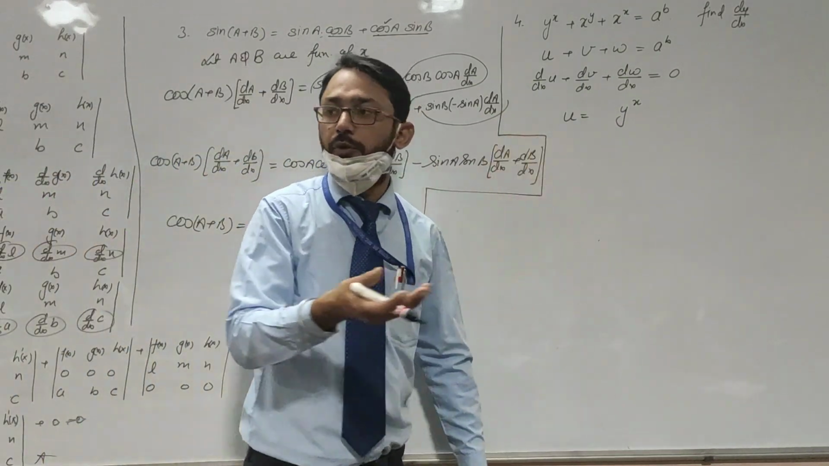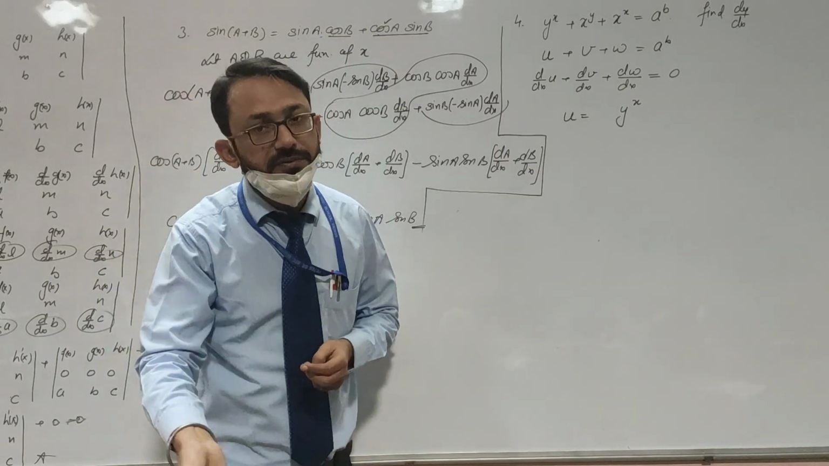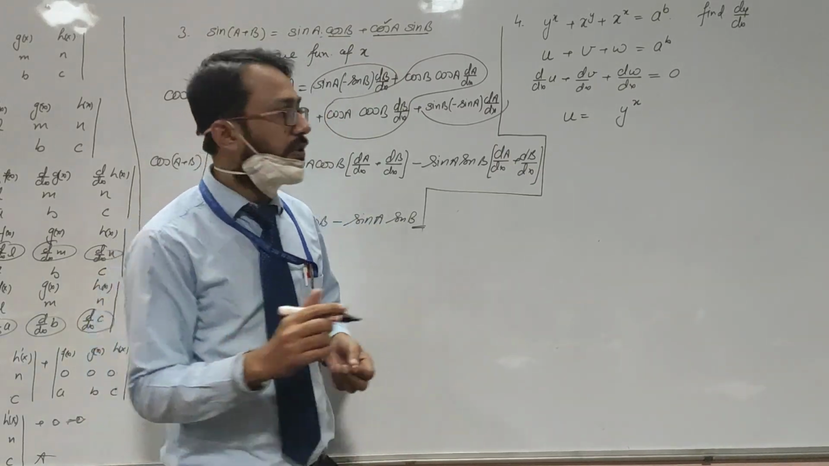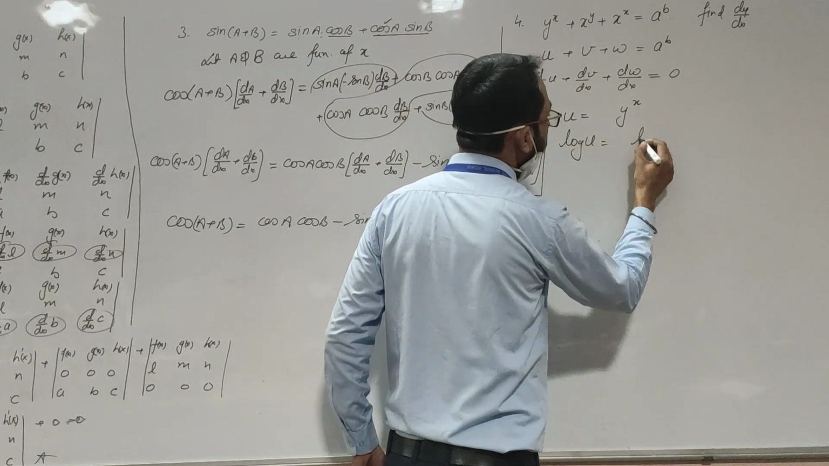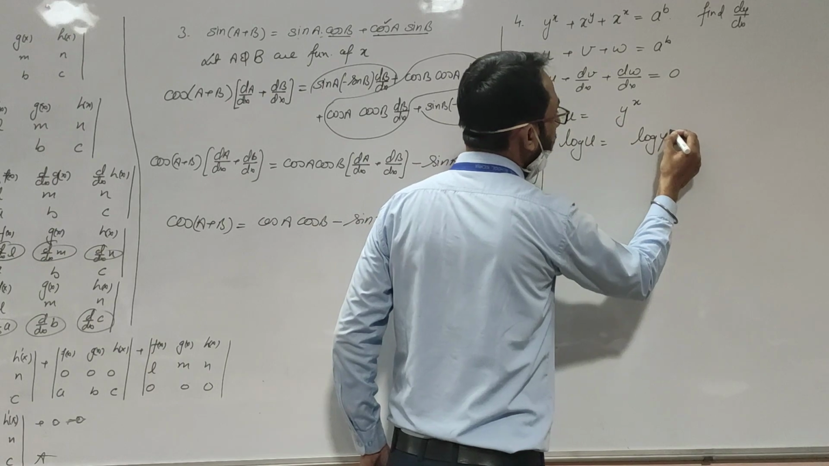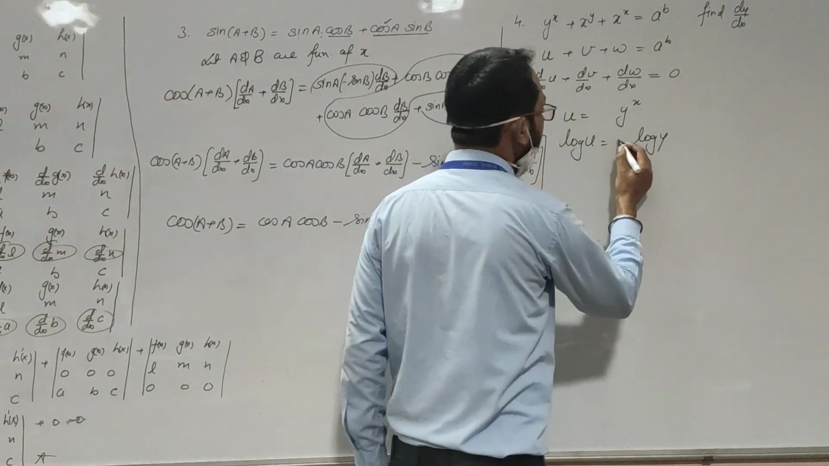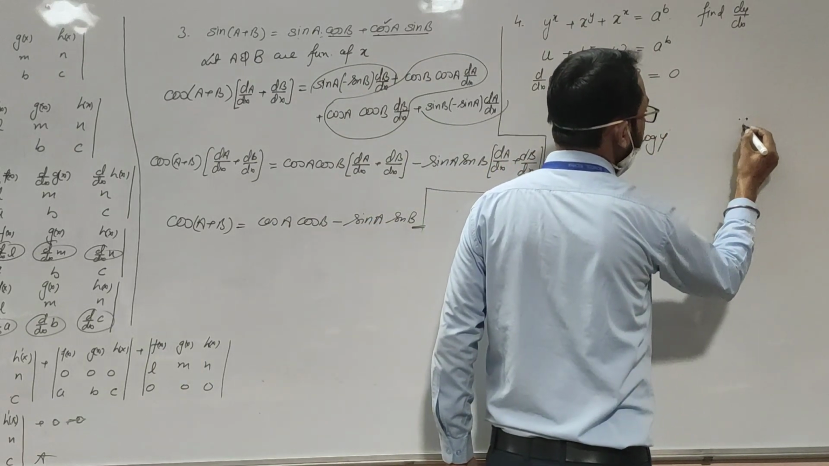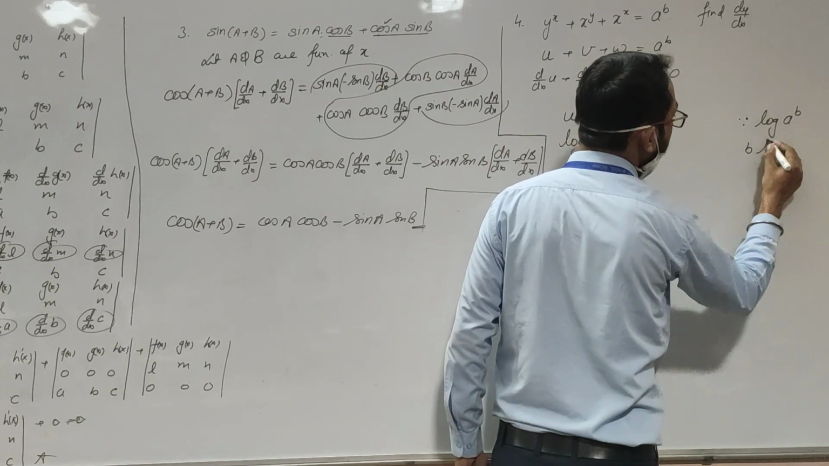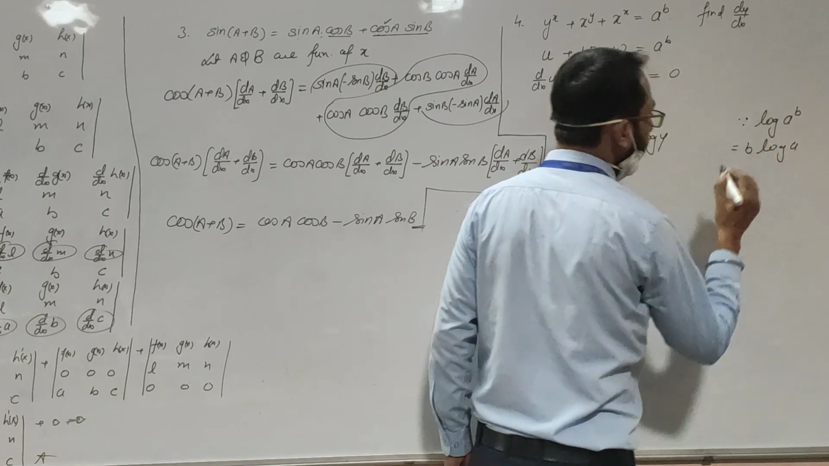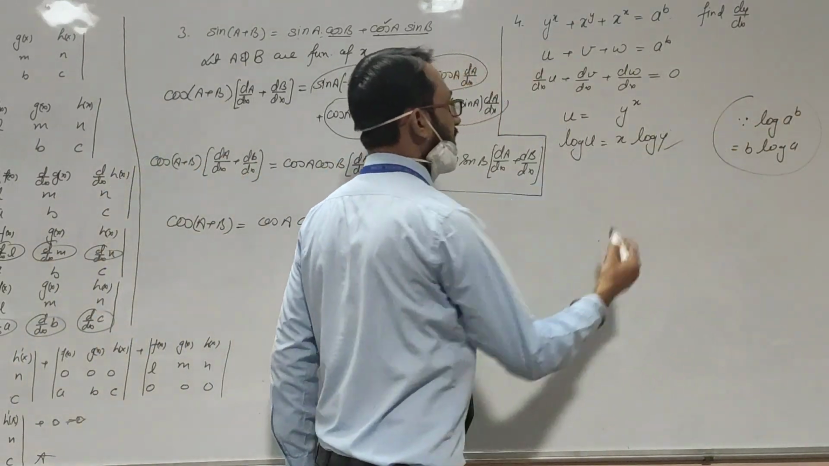So taking log on both the sides, as I have told you already, if somewhere function to the power function is there, we have to take log on both the sides. So it will be log u equals log y to the power x. And we know that log a to the power b is equals to b log a, means this will be coming over here. So this property, hope you all remember. With this property I am doing this step.